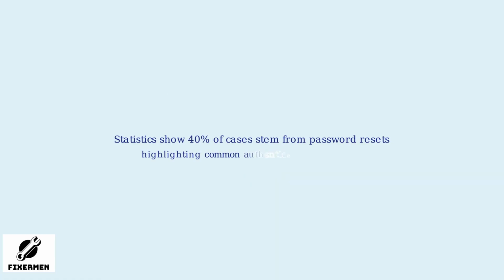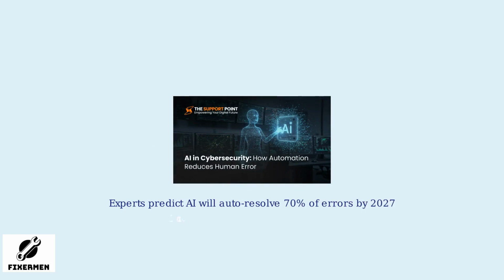Statistics from PayPal's 2026 user data analysis reveal that 40% of Error 1003 cases stem from password resets, making it one of the most common triggers for this authentication issue. Looking ahead, futurists from Forrester predict that by 2027, AI will auto-resolve 70% of such authentication errors, significantly reducing manual interventions and enhancing the overall user experience through intelligent automation.